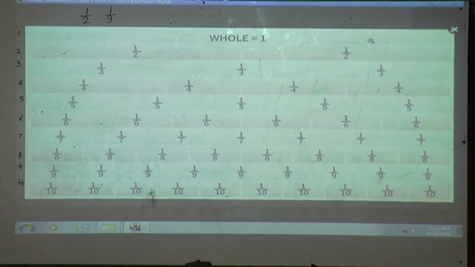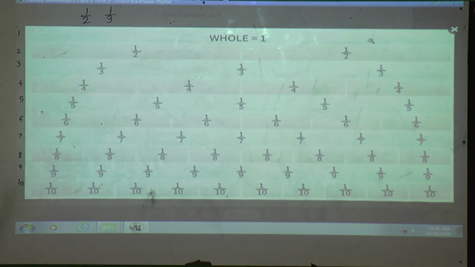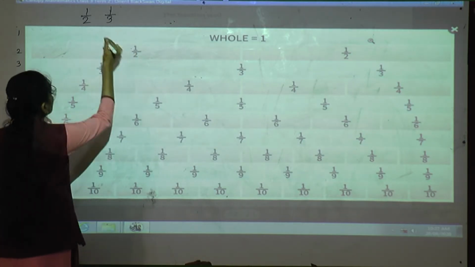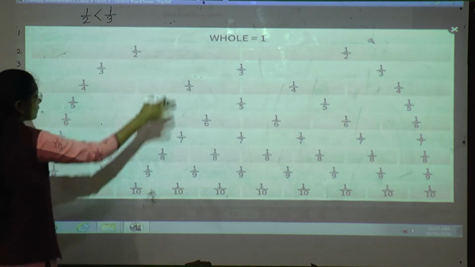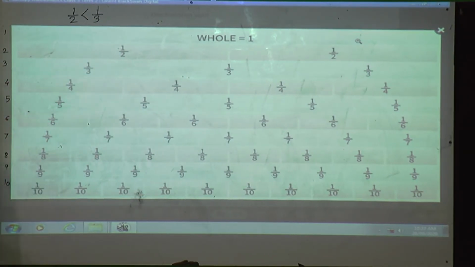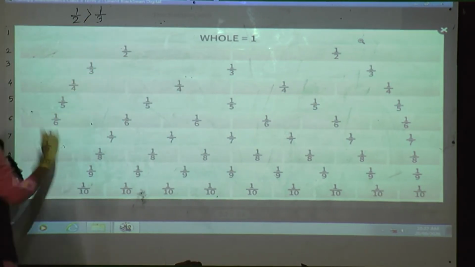Now let us do the comparison. How will you compare the fractions 1 by 2 and 1 by 3? Now see this fraction wall. 1 by 3 is smaller than 1 by 2. From the fraction wall you can see that 1 by 3 is smaller than 1 by 2.